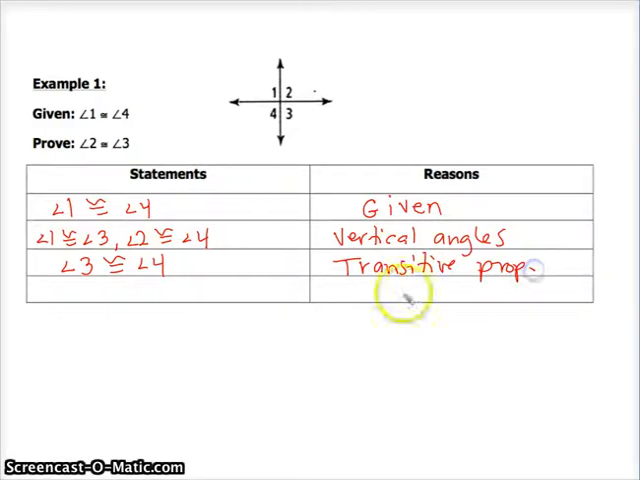Now it's important to keep in mind where we're trying to go. I'm trying to say that 2 and 3 are congruent. And if I look right here, I see that 2 is congruent to 4 and 3 is congruent to 4. So I can conclude that angle 2 is congruent to angle 3, and that's again by the transitive property. All right, pretty cool how that works.